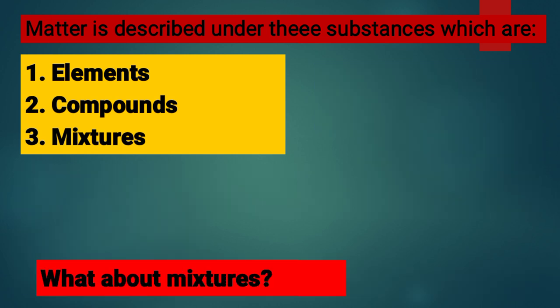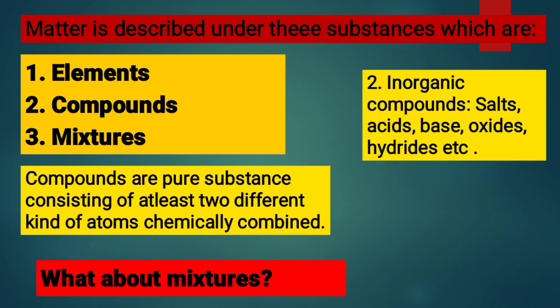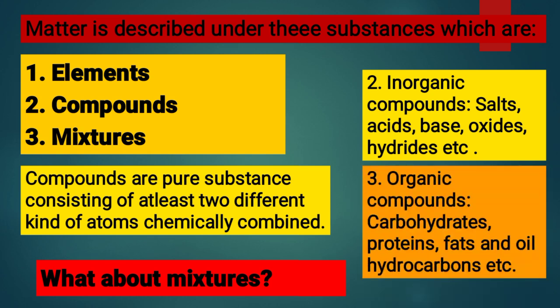What about compounds? Compounds are pure substances consisting of at least two different kinds of atoms chemically combined, or two different kinds of elements chemically combined. Examples of them are inorganic compounds like salt, acid, base, oxide, hydride, and we also have organic compounds like carbohydrates, proteins, fats, oil, hydrocarbons. For us to say that this is an inorganic compound means that there is no direct carbon-carbon link or carbon-hydrogen link. Whenever there is a direct carbon-carbon link or direct carbon-hydrogen link, we say it is an organic compound.